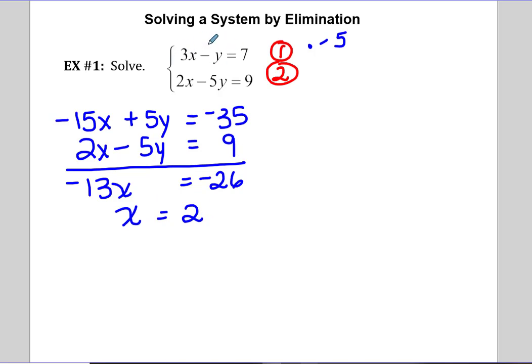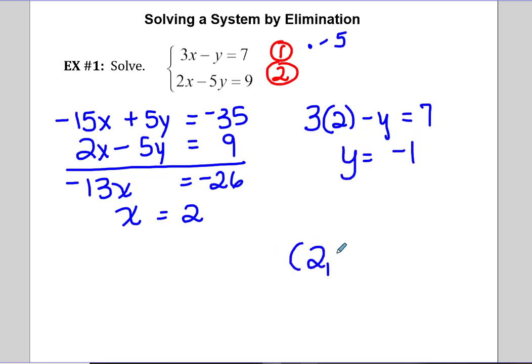And then if we back substitute into equation 1, 3x minus y equals 7. So 6 minus 7 is equal to y. Y is negative 1. And we have a solution that is two intersecting lines, a consistent independent system, and they cross each other at the ordered pair (2, negative 1).